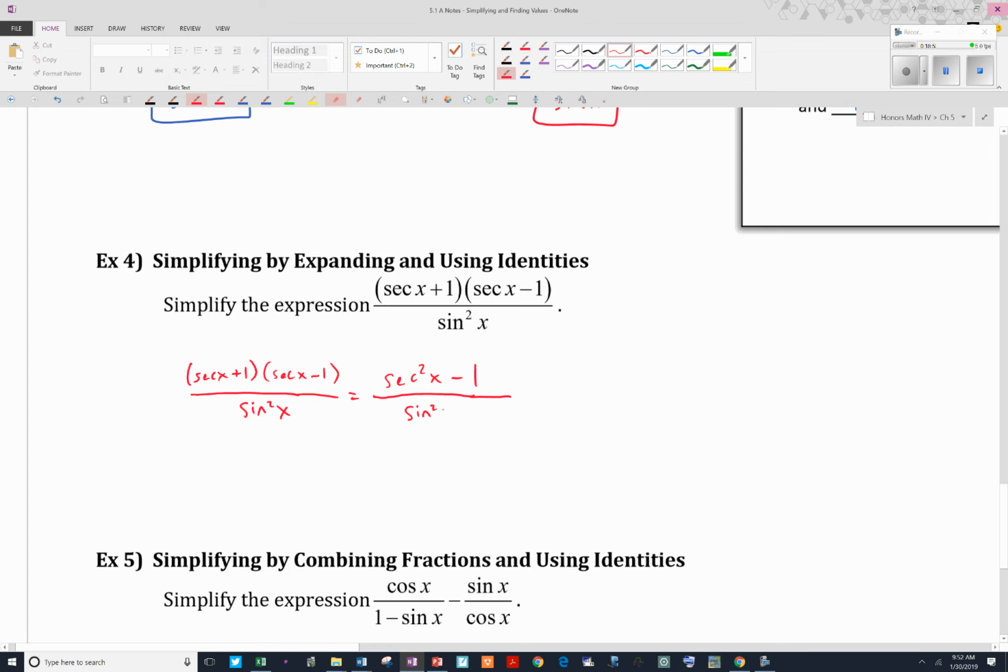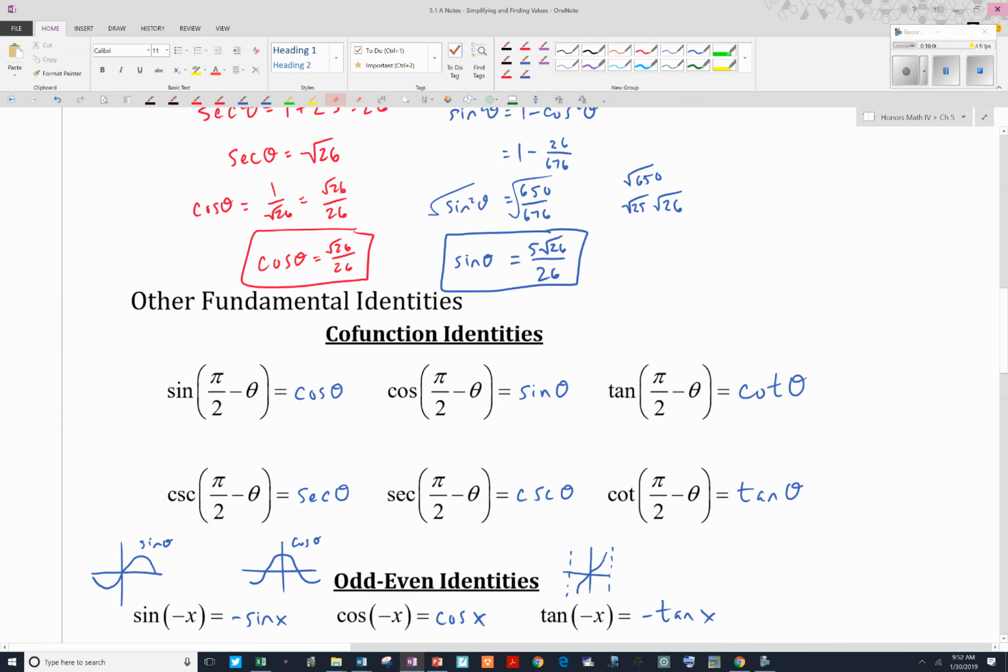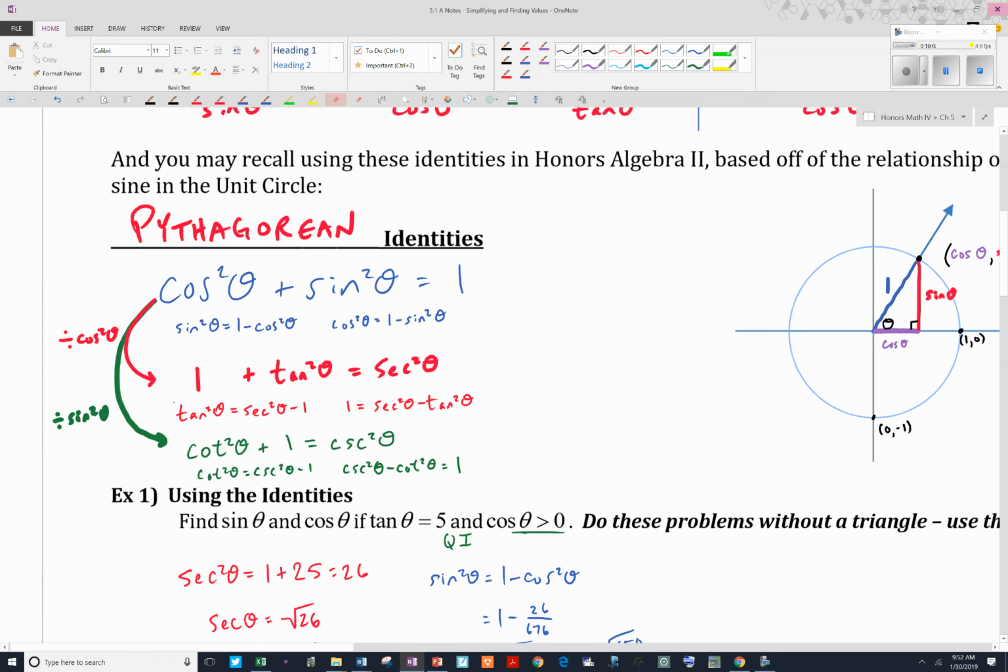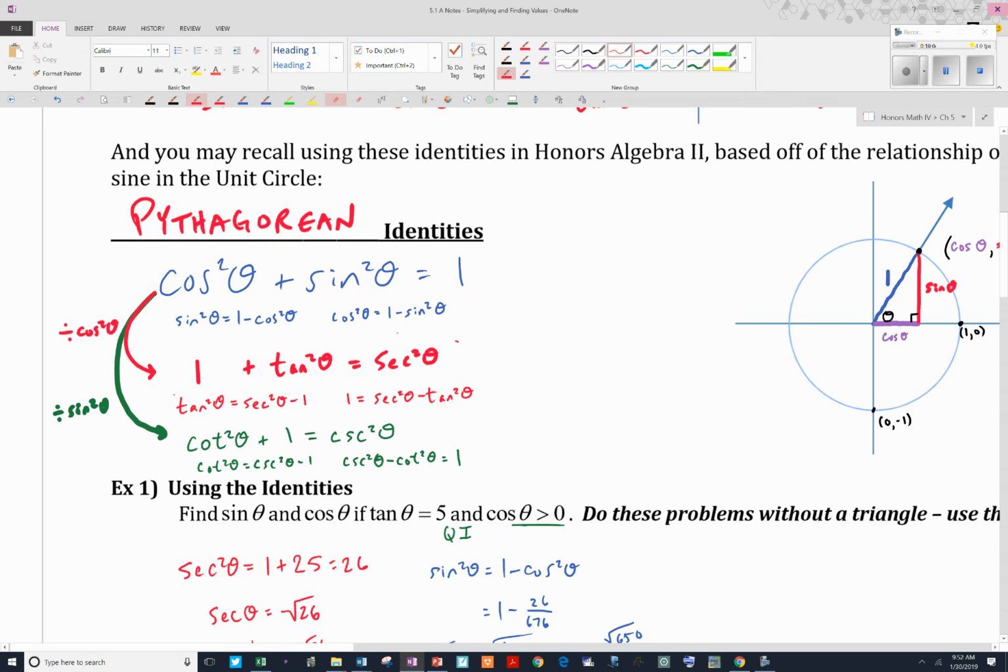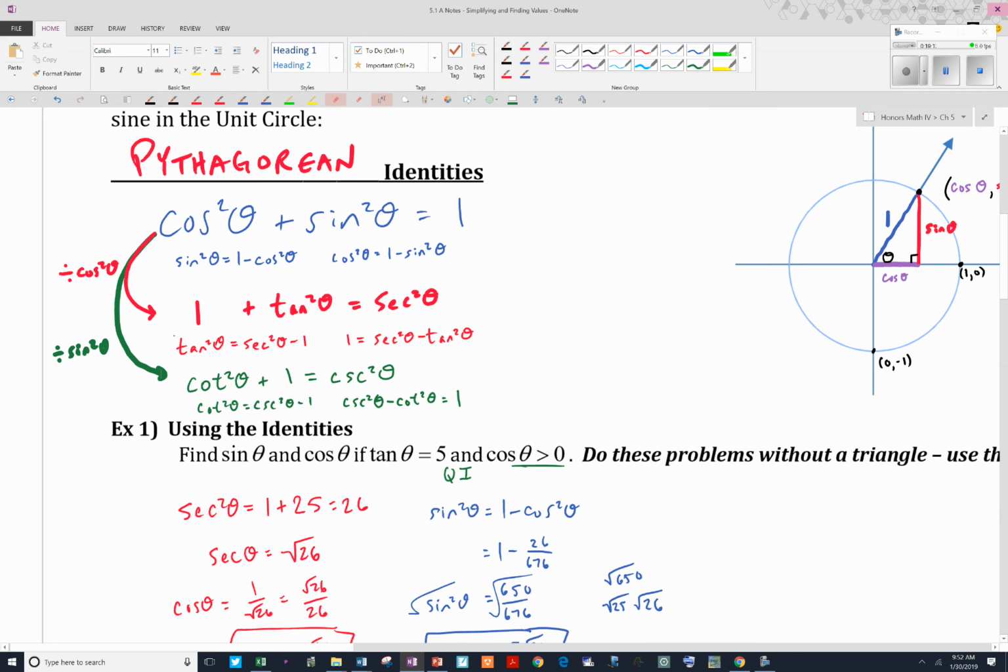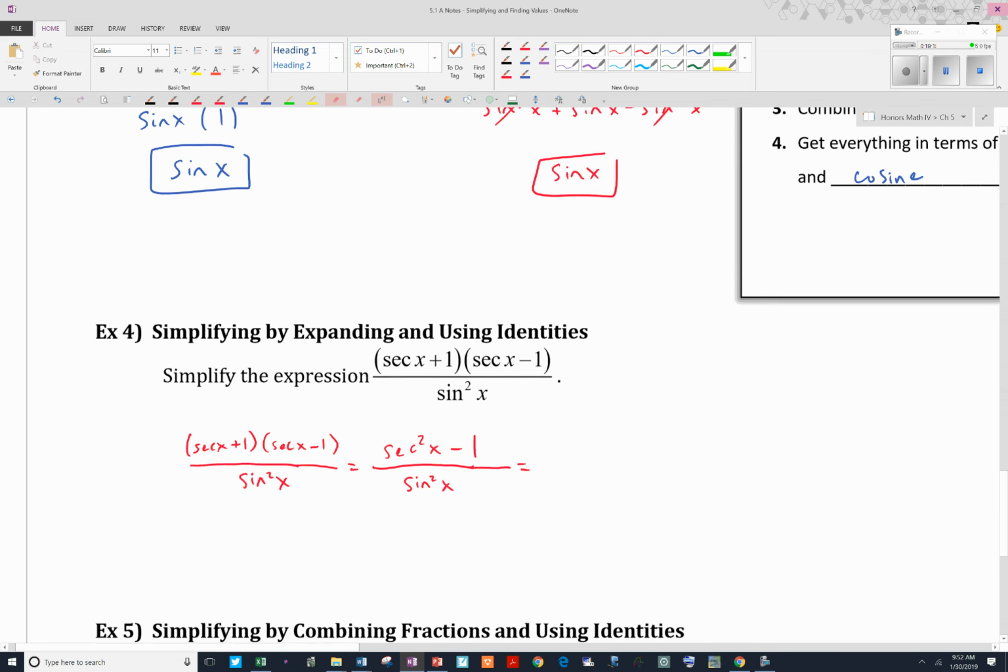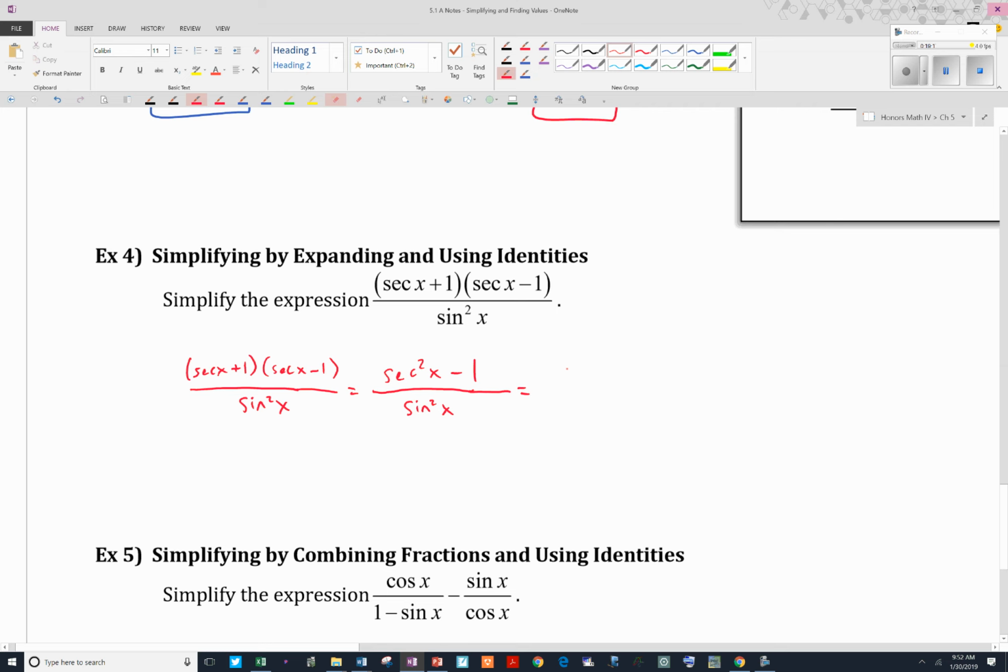Well, that looks like one of our identities, right? Or looks like it could be, because it's a secant squared. So I'm going to just go back to our identities on the other page here just to see which one's going to be the most useful to me here. This one clearly had secant squared in it. It's probably going to be the most useful, but look at this one right here. Secant squared minus 1 is equal to tangent squared. So what I'm going to do is replace secant squared minus 1 with tangent squared.